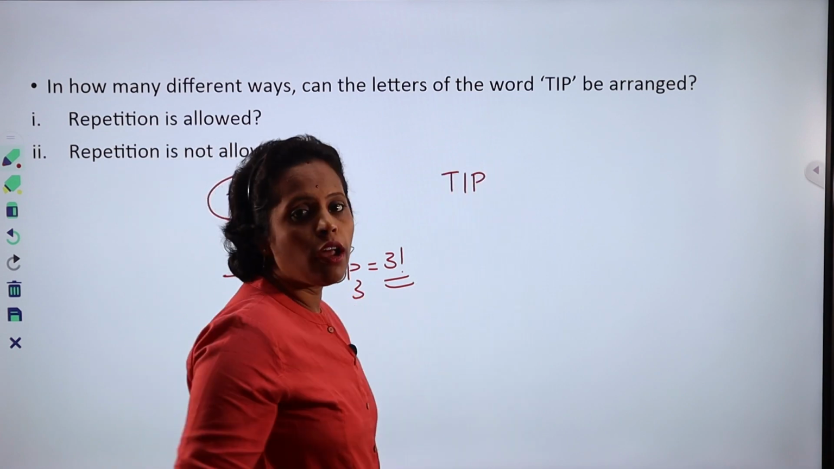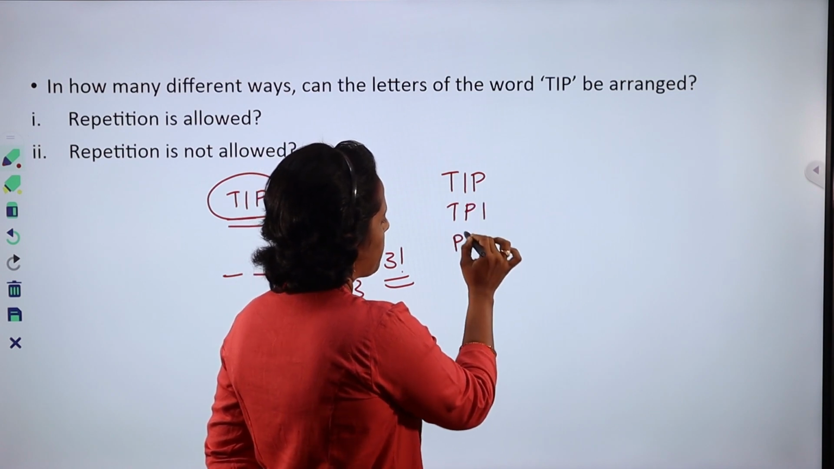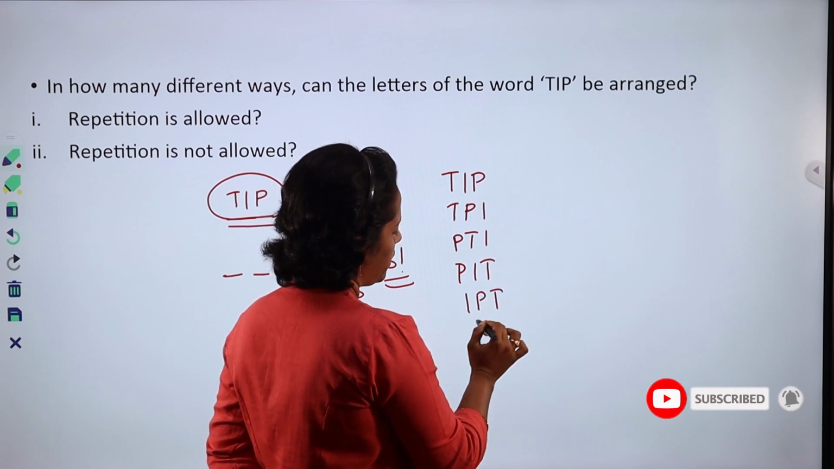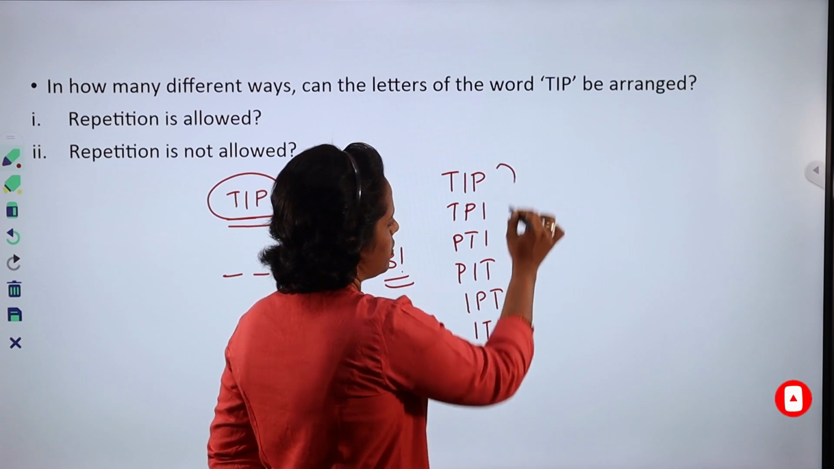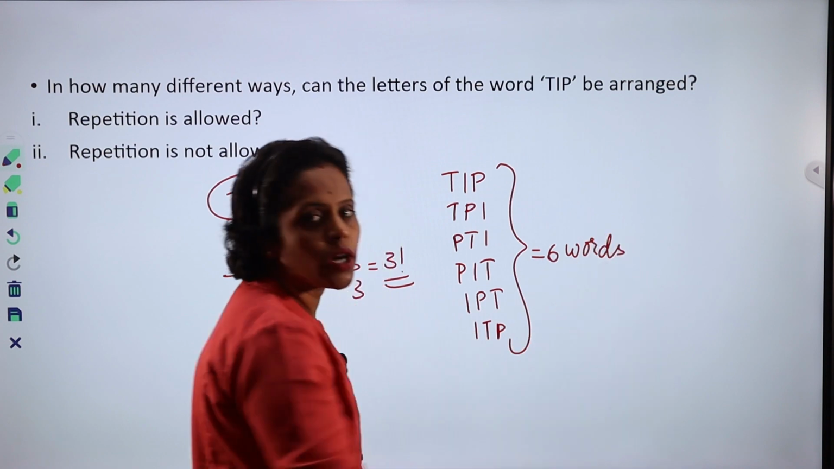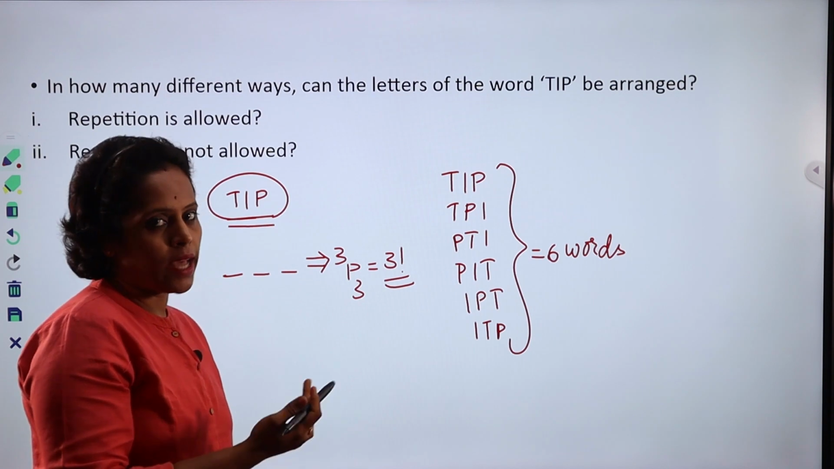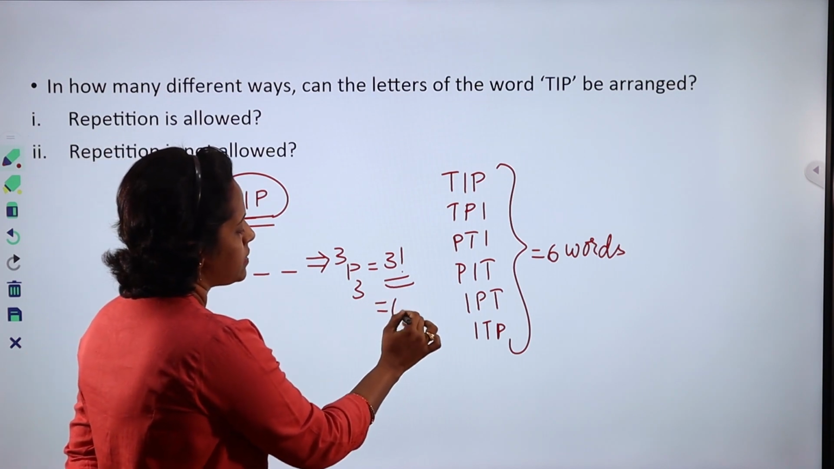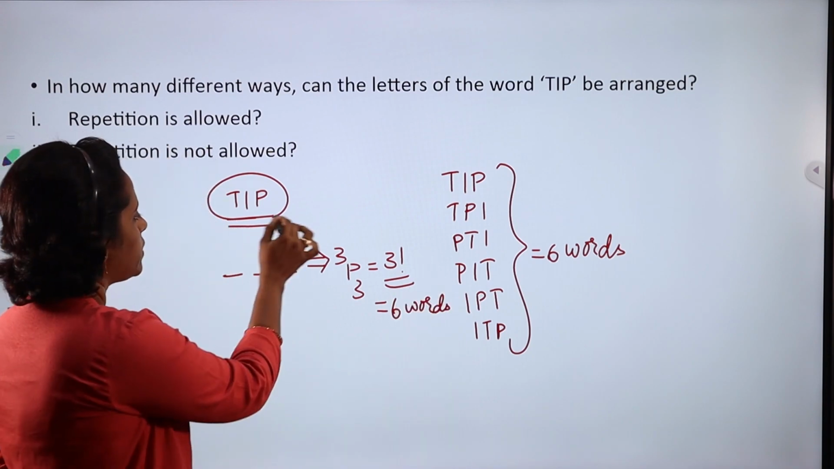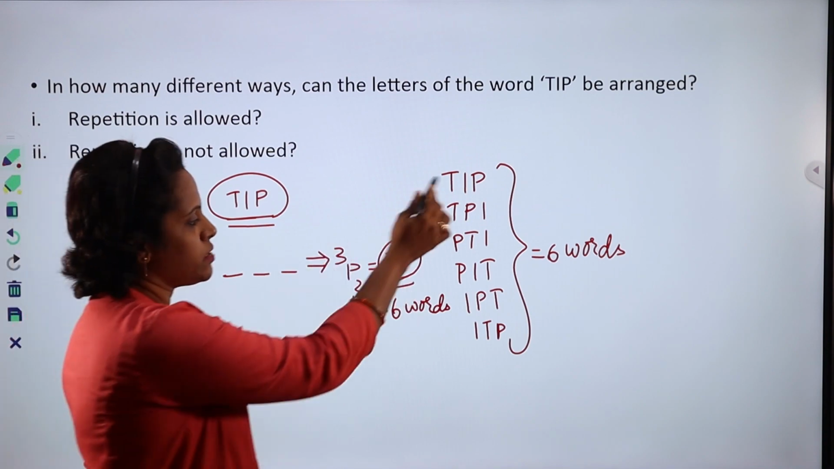TIP. What all words can I make with these letters? TIP, TPI, PTI, PIT, IPT and ITP. So how many words did I make? 6 words. So 6 words are possible using the 3 letters of the word TIP when repetition is not allowed. So 3 factorial is 6. Same thing: when we need to form 3-letter words using 3 letters of the word TIP, that will be in 3 factorial ways. These will be the 6 words.